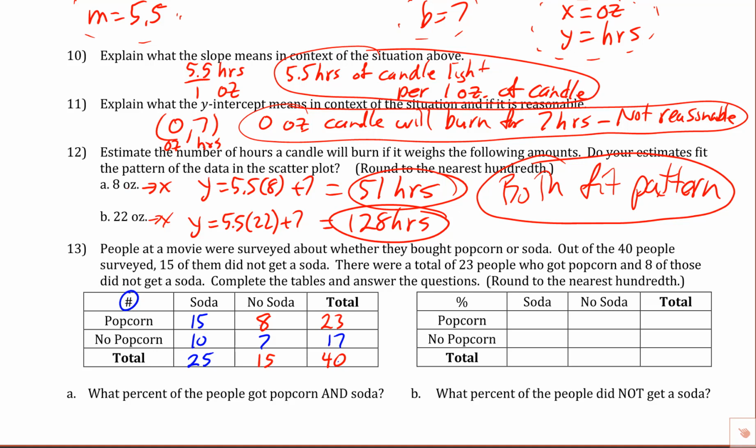Now we'll come over on the other one, and it says we do have to do a relative frequency table. So here's what I'm going to do. I'm going to do 15 out of the 40. The next one is 8 out of the 40. 23 out of the 40. So we're doing relative frequencies compared to the entire table total. And I'm going to write, whoops, that's a 40. Make that look nice. That's a 40. And 17 out of 40. And we're going to continue doing all of these. So 25 out of 40, 15 out of 40, and 40 out of 40.